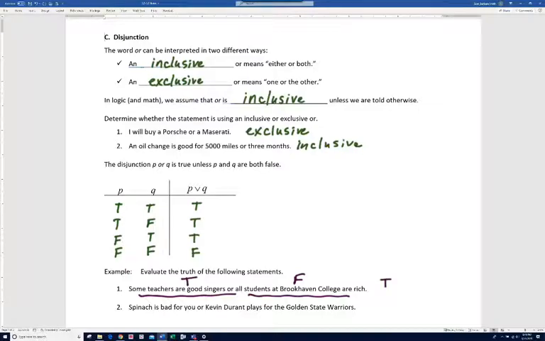Number 2, spinach is bad for you. Well, that's false. And Kevin Durant plays for the Golden State Warriors. Well, I know that's not true. And so since both statements are false, this is a false statement. All right, let's move on to the next slide.